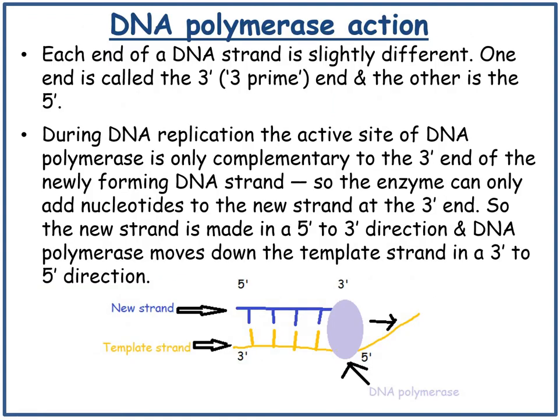DNA polymerase action. So each end of a DNA strand is slightly different. One end is called the 3' end, and the other is called the 5' end. During DNA replication, the active site of the DNA polymerase is only complementary to the 3' end of the newly forming DNA strand. So the enzyme can only add nucleotides to the new strand at the 3' end. So the new strand is made in a 5' to 3' direction. And DNA polymerase moves down the template strand in a 3' to 5' direction.